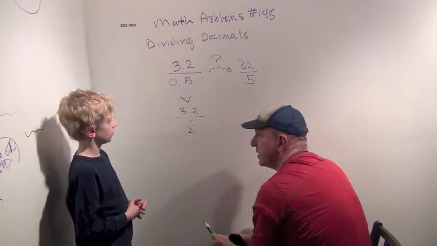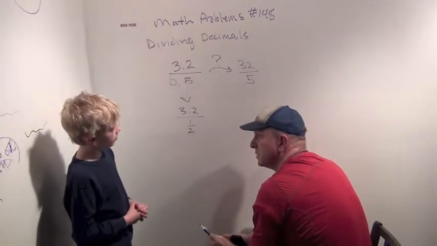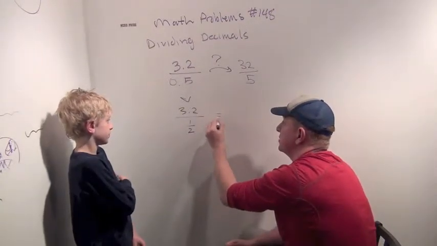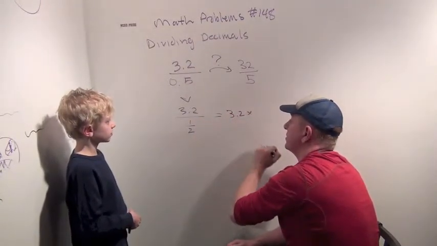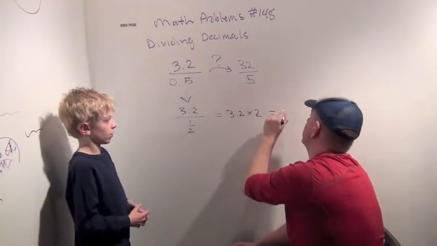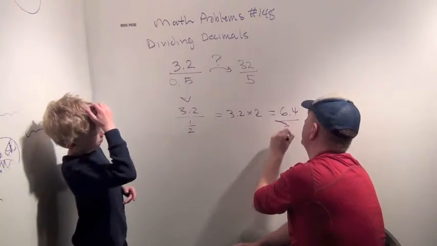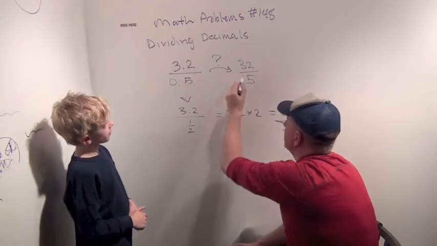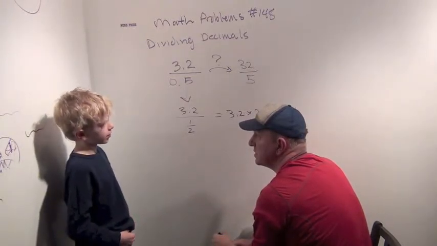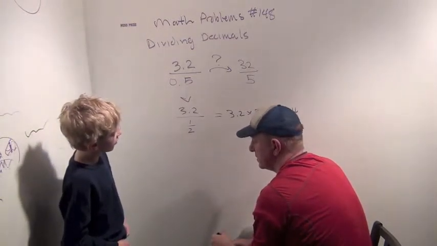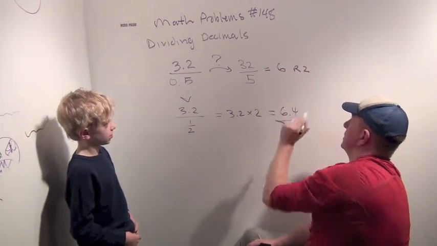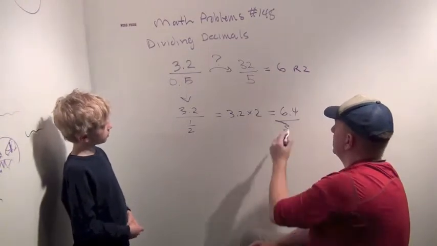Do you remember how you divide by a half? I think you multiply by 2. So this should be 3.2 times 2, which you know is 6.4. And now let's see what 32 divided by 5 is. I think it's 6 remainder 2. Huh, those look similar.